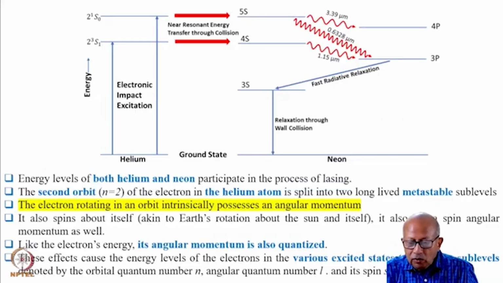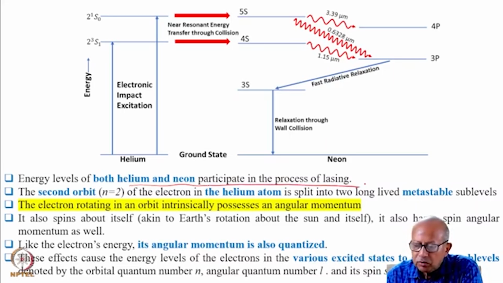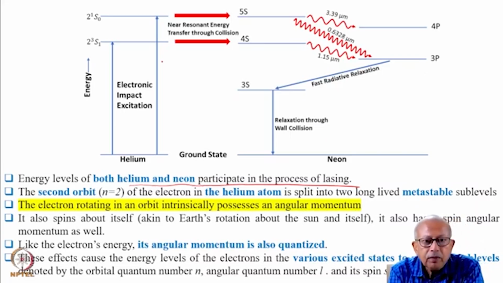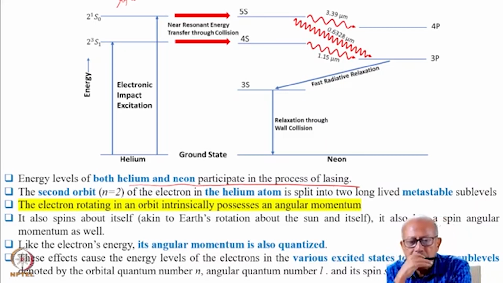So with this, now let us get back to the working of the helium-neon laser. These are the energy levels of both helium and neon that participate in the lasing process. These are the energy levels of neon, and these are some of the low-lying energy levels of helium. There will be other levels above this, which we are not considering. They don't participate in the lasing process. These are the few low-lying energy levels which participate in lasing.